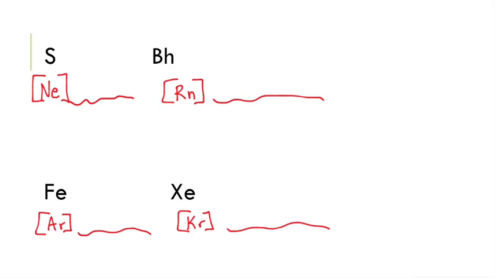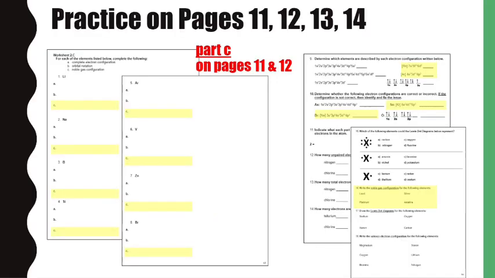So please feel free to check these with me in class. Make sure that you're on track. And then there's some noble gas stuff. That's the part C on pages 11 and 12. So hopefully you have A and B done, and this is a nice short way to finish that off.